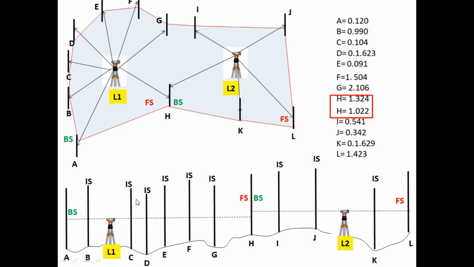Now how to get the height of instrument in the first case? Very simple. Reduced level of A plus backside reading will give you the height of instrument. See here, reduced level of A, suppose it is 500.000, then plus the reading at A, 0.120, will be 500.120. So the height of instrument will be 500.120.